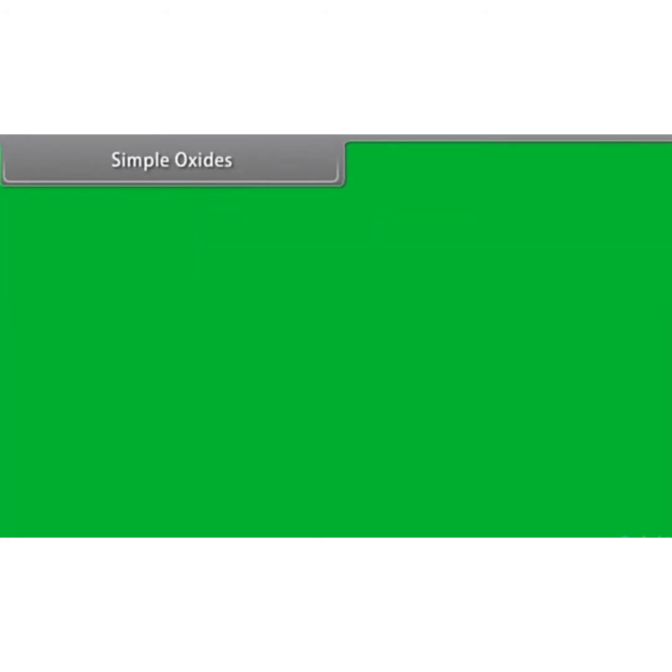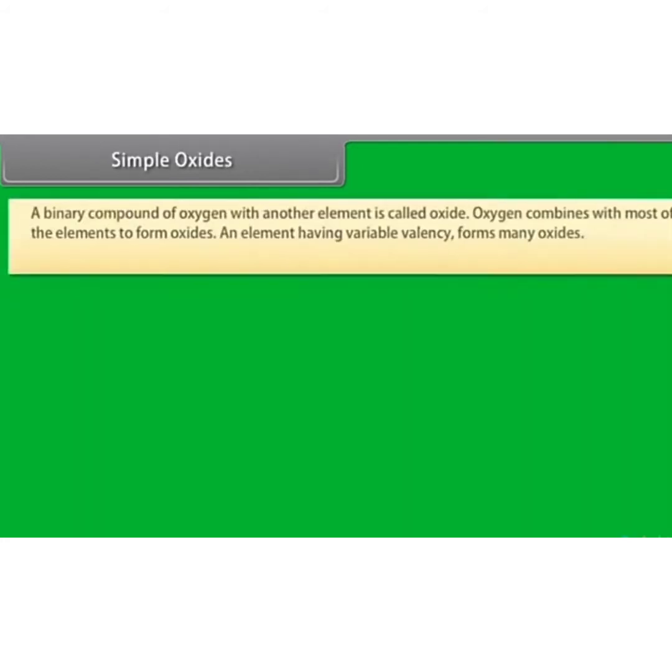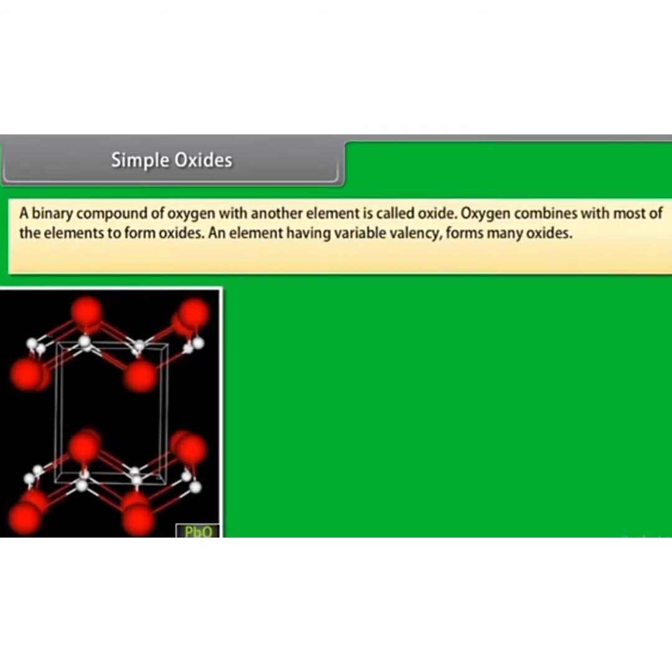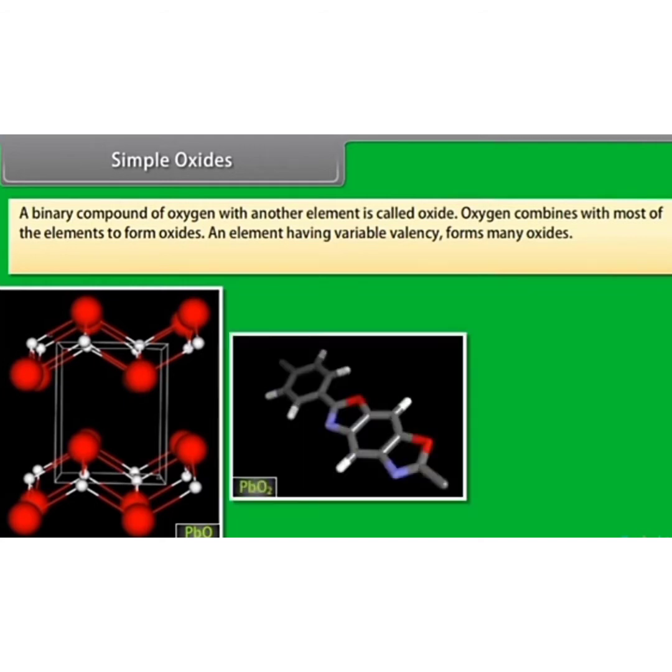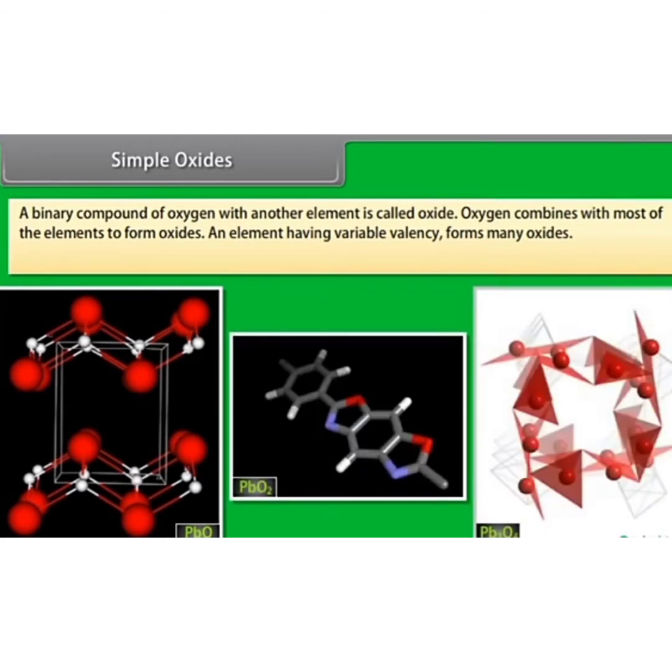Simple oxides. A binary compound of oxygen with another element is called an oxide. Oxygen combines with most of the elements to form oxides. An element having variable valency forms many oxides, for example PbO, PbO2, and Pb3O4. On the basis of their nature, oxides can be classified as follows.